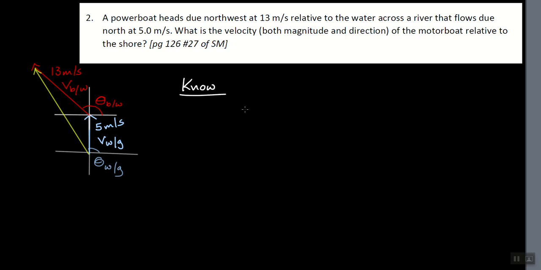So we have them all drawn here, and some of them are easy. I'll try to stick to this color code. I'm going to do blue first because it feels like the ground is more important. You need the velocity of the water with respect to the ground. You need the angle theta of the water with respect to the ground. You need the velocity of the boat relative to the water. And you need the angle theta of the boat relative to the water.